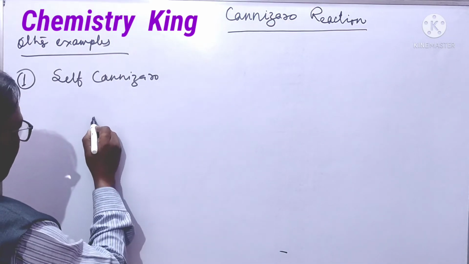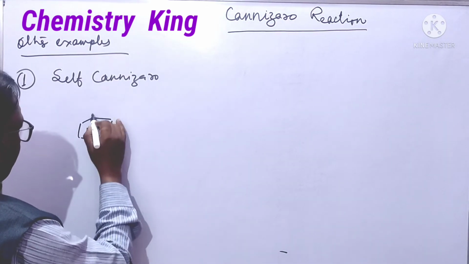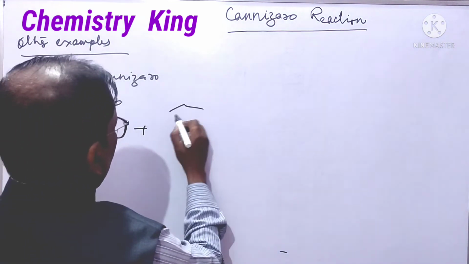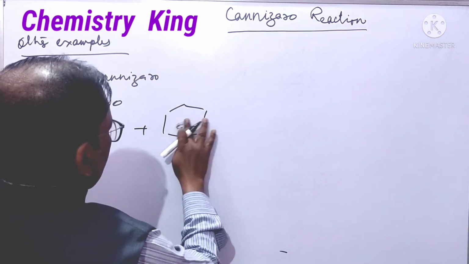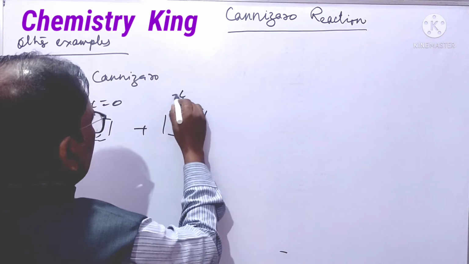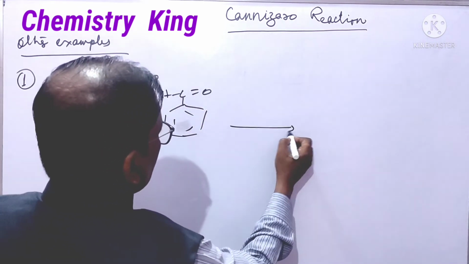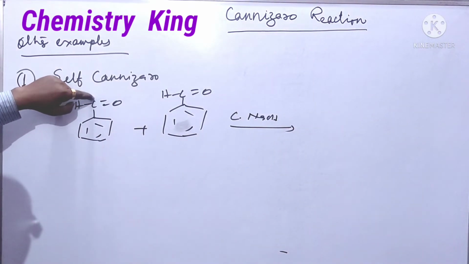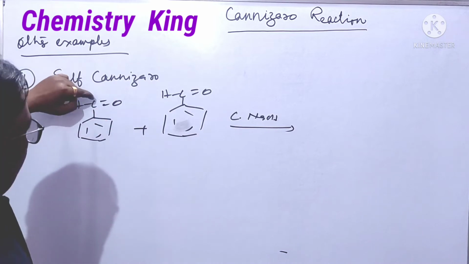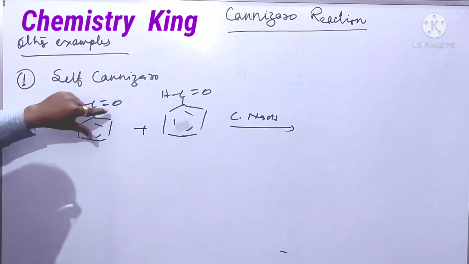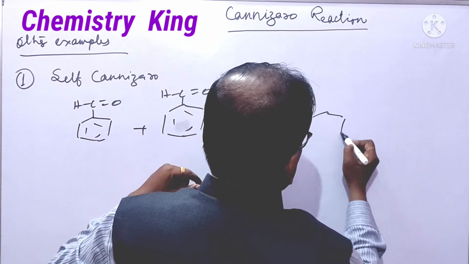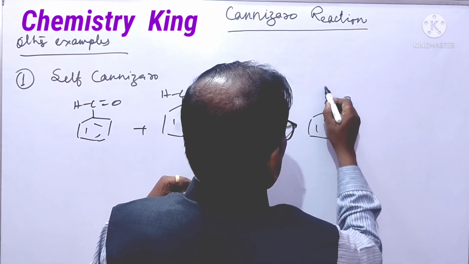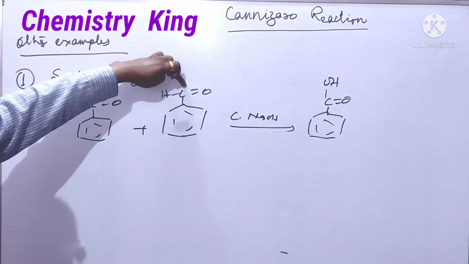In the similar fashion, it is benzaldehyde, CH double bond O. It is two molecules of benzaldehyde. Okay, same. Conc NaOH. Friend, here OH minus will attack here. Both molecules are same. OH minus attacks here. So it is oxidized. C double bond O, OH. And H minus attacks here.